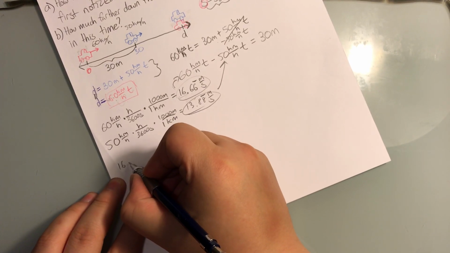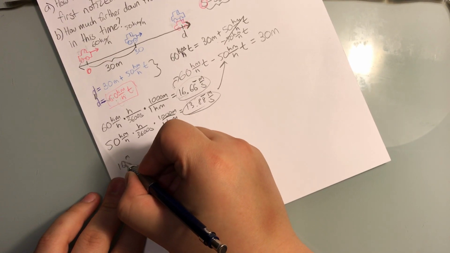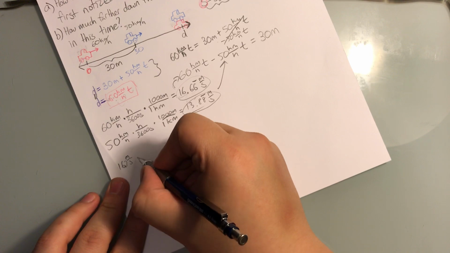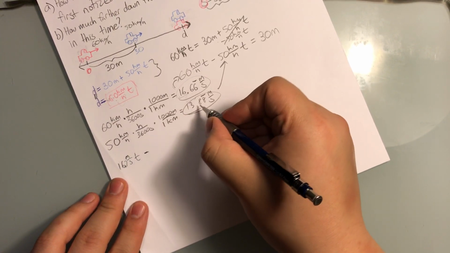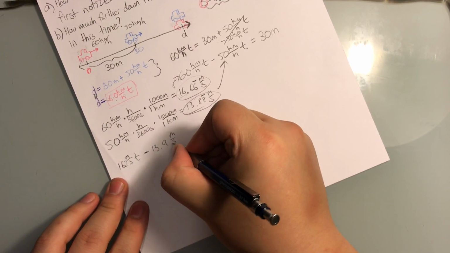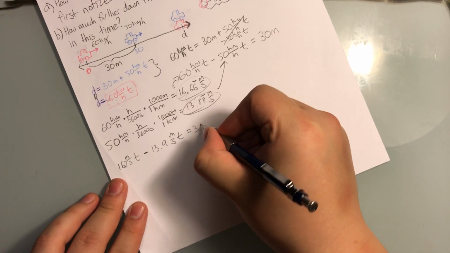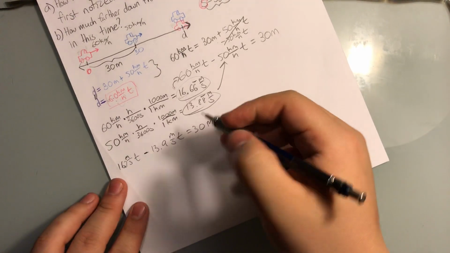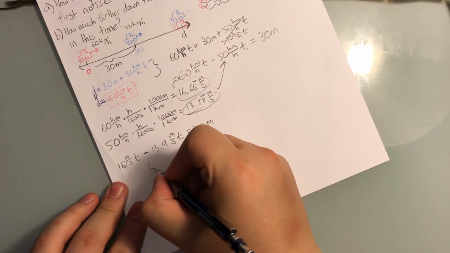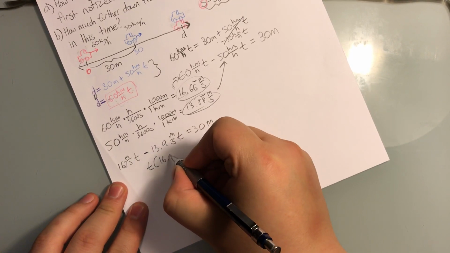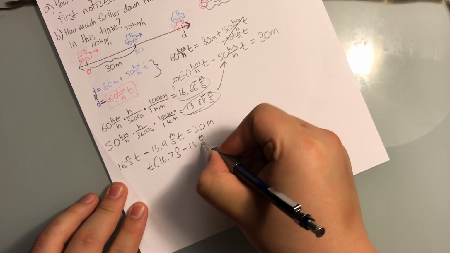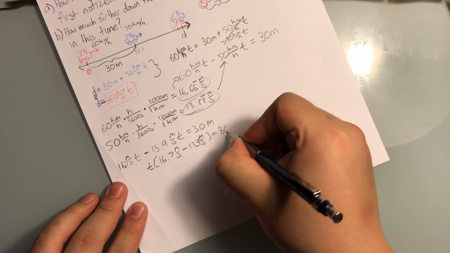We got 16, we'll just round this to 16.7 meters per second times time, minus, we'll round this to 13.9 meters per second times time is equal to 30 meters. So what do we have? We have a t in both of these, so we could just factor that out, right? 16.7 meters per second minus 13.9 meters per second is equal to 30 meters.